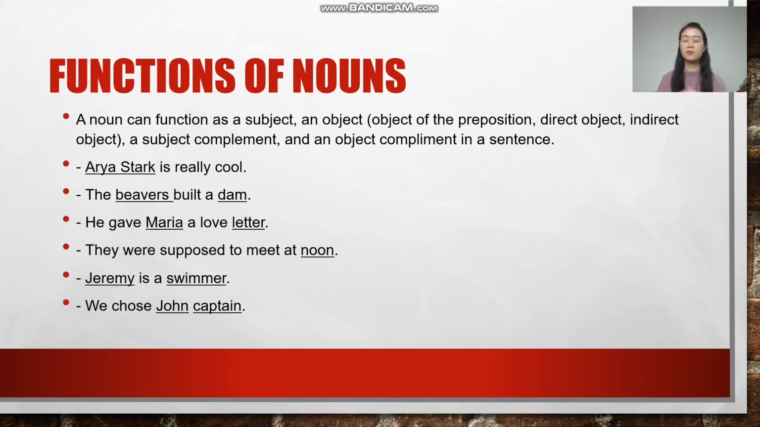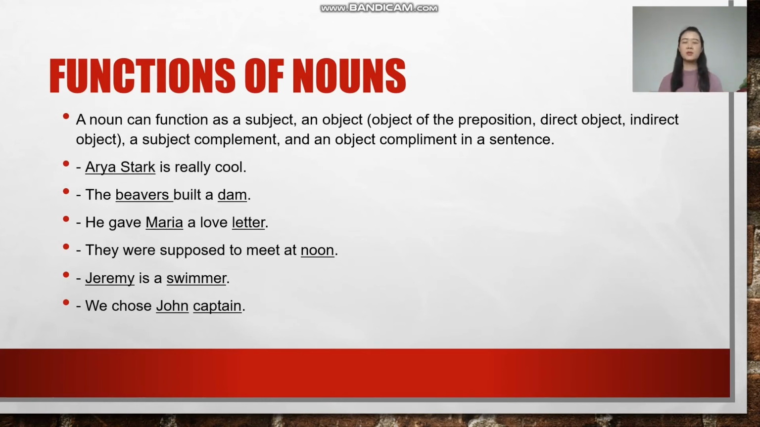The next function of noun, that is, the noun can be used as a subject complement. And this is different from a subject. We have a subject, but this one is called a subject complement. And the last one, that is an object complement. Once again, object and object complement, they are different.